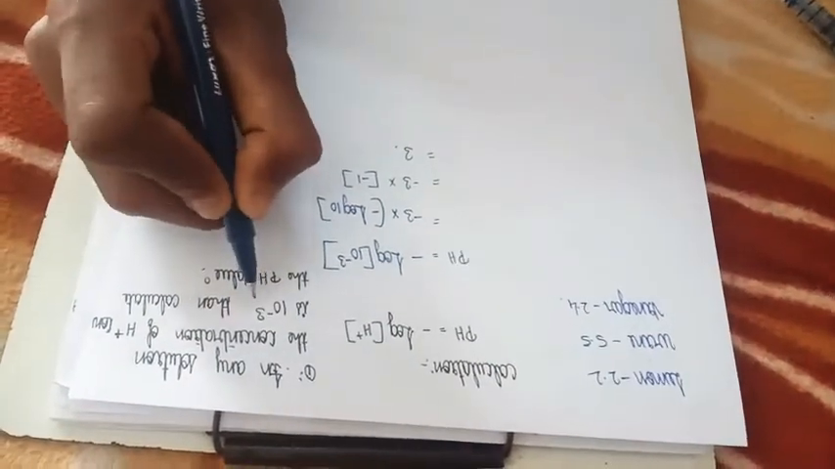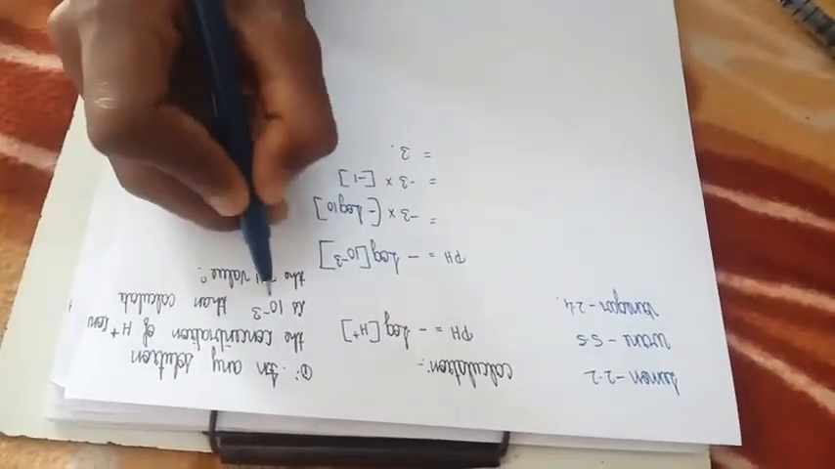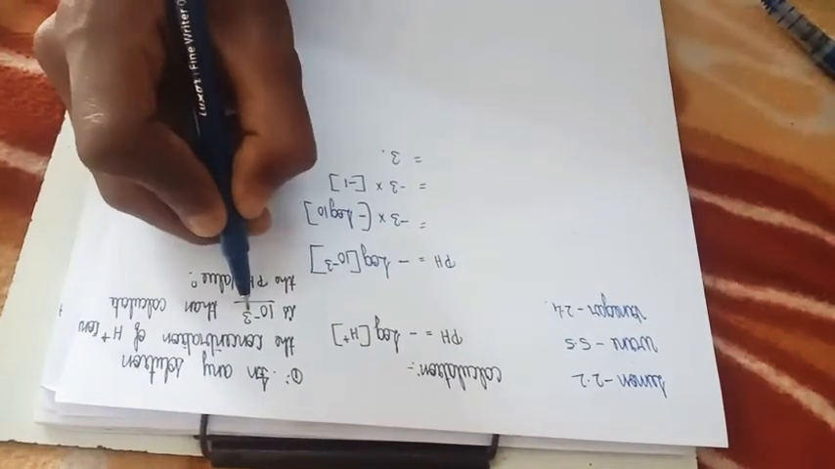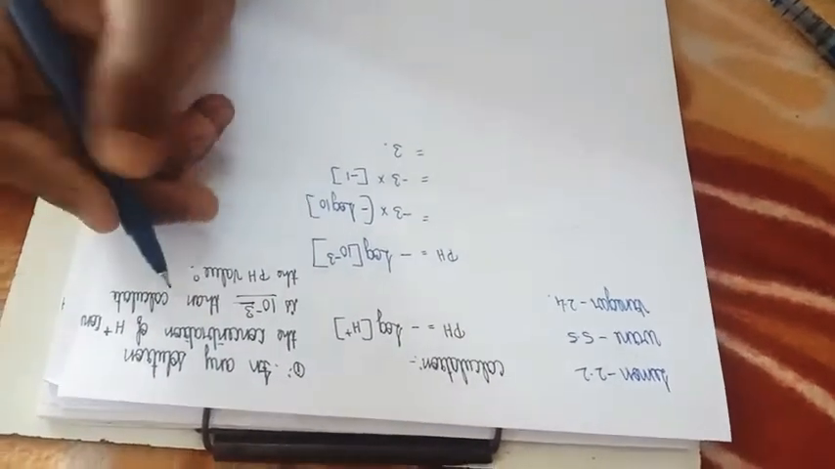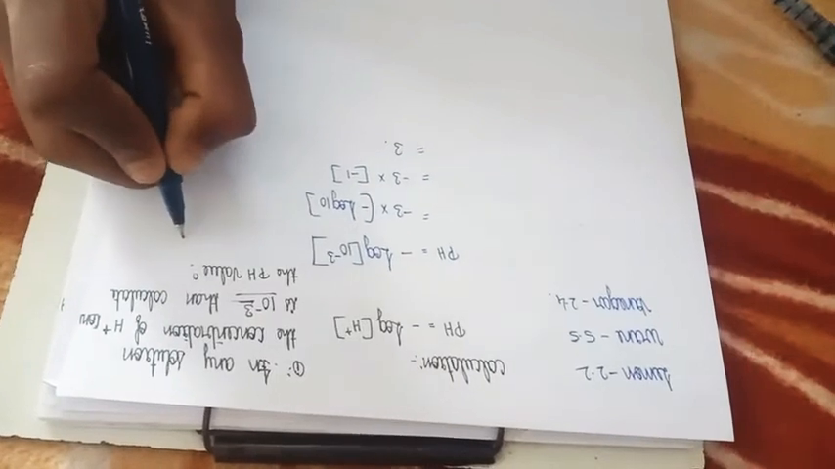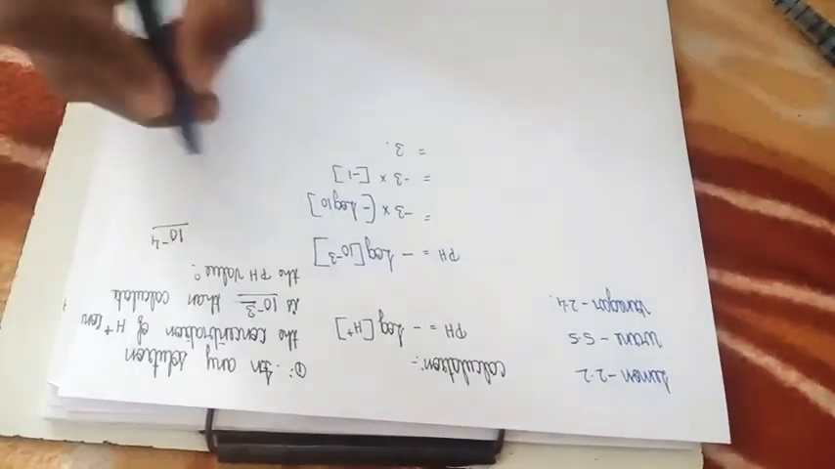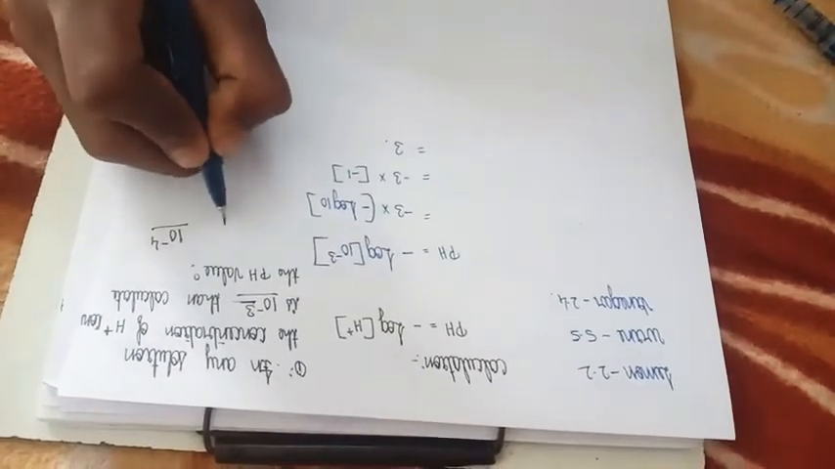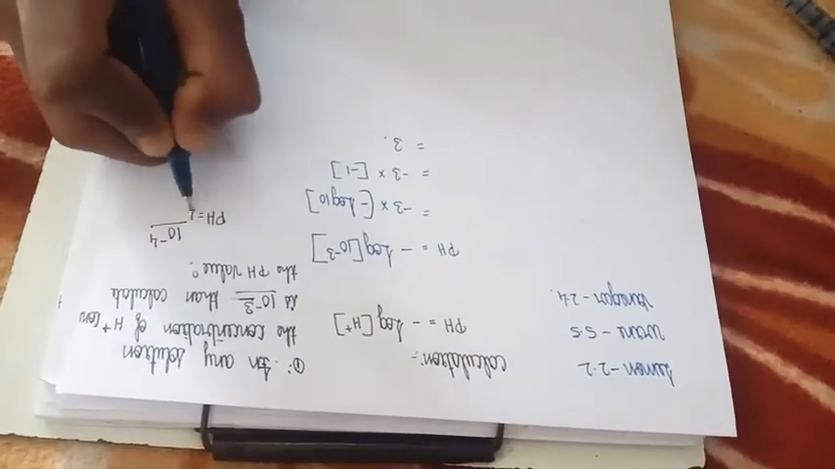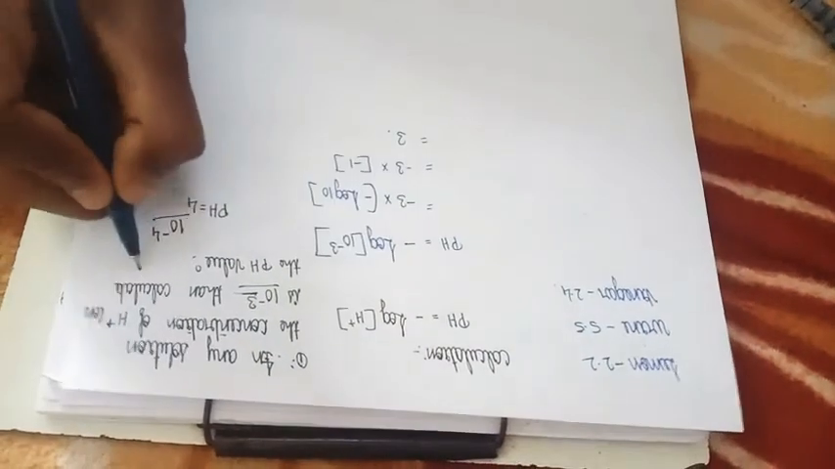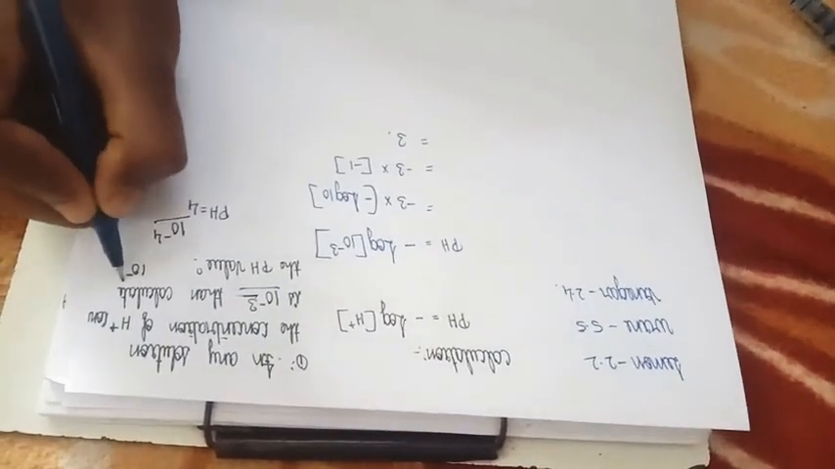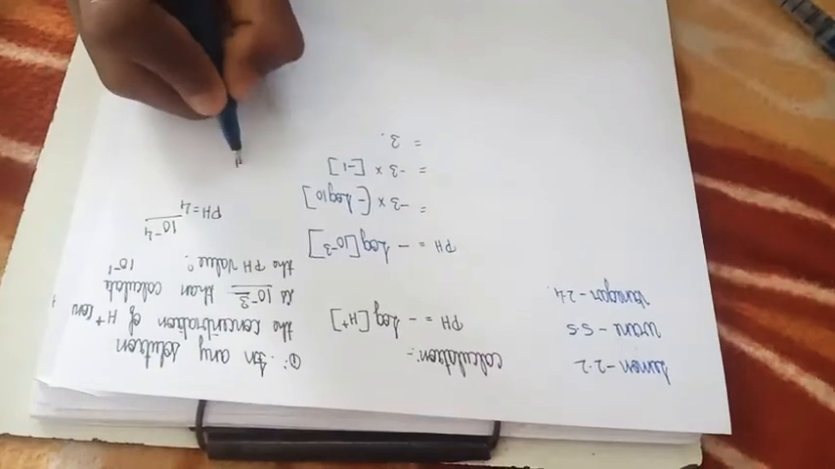If you get concentration 10 to the power minus 3, then pH is also 3. If you get concentration 10 to the power minus 4, pH is 4. If you get concentration 10 to the power minus 1, then pH is also 1.